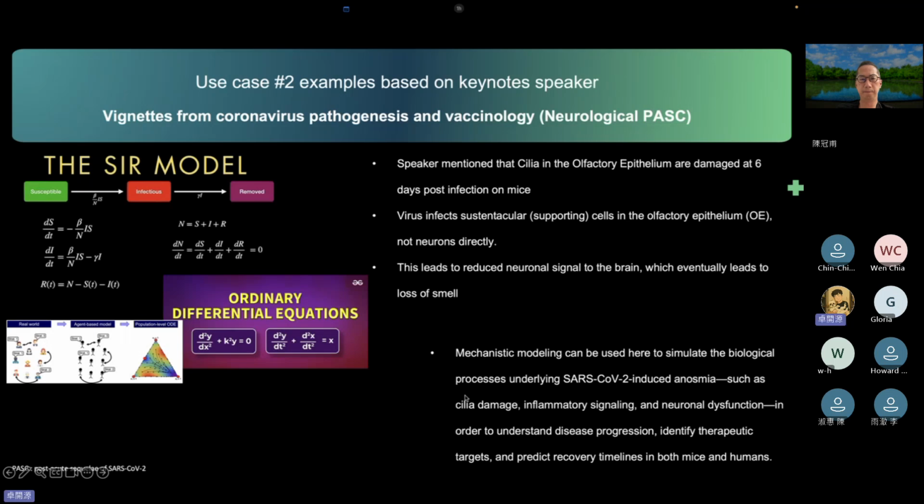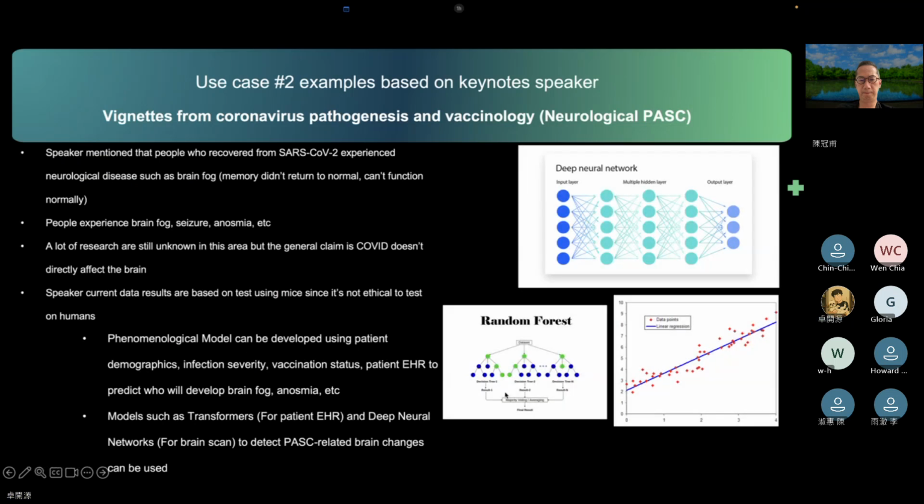simulate the biological process of why COVID-19 can induce anosmia or loss of smell, and why it damages the cilia and so on. This way we can also predict the reason why this all happens, why it affects the cilia, why it affects the neurons, and so on.